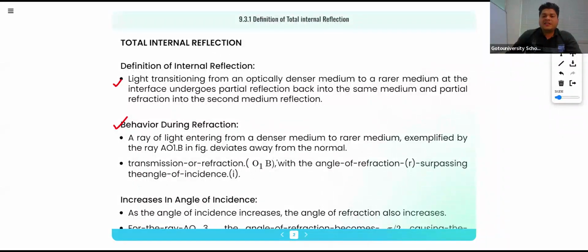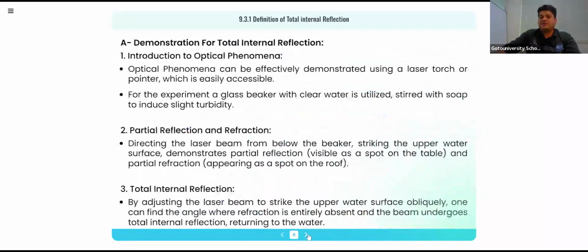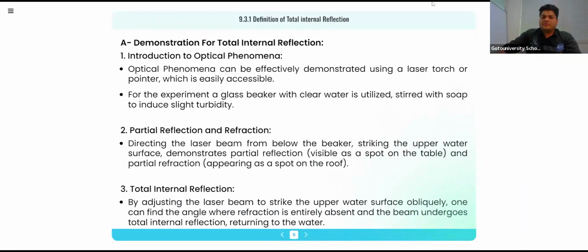If you increase the angle of incidence, the angle of refraction will also increase. Then there will be a time when the angle of refraction will be 90 degrees, and after that there will be no refracted ray. Why? Because the entire light will bounce back into the same medium, and that phenomenon is known as total internal reflection. Okay, then let's see the demonstration one by one.